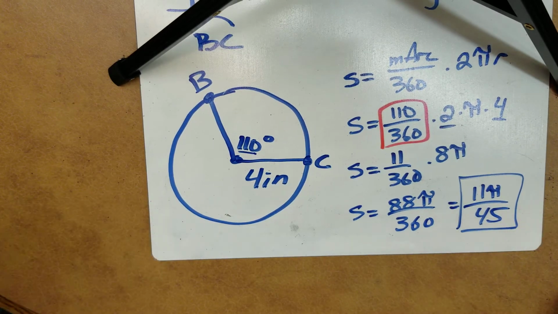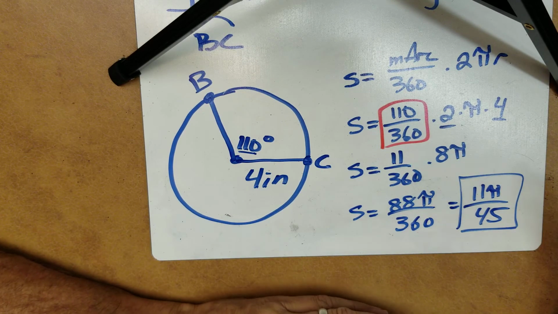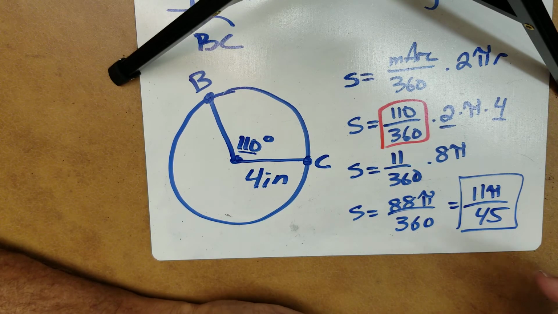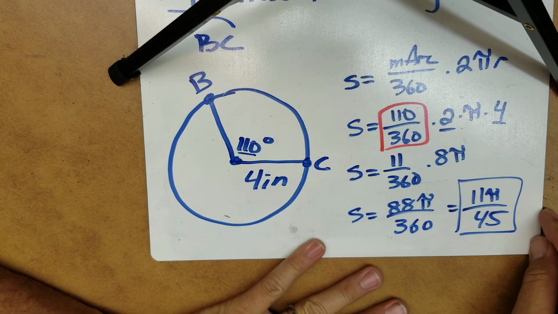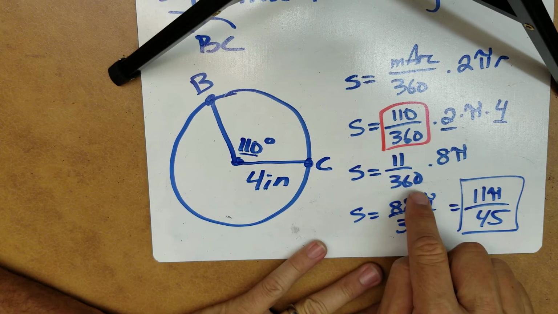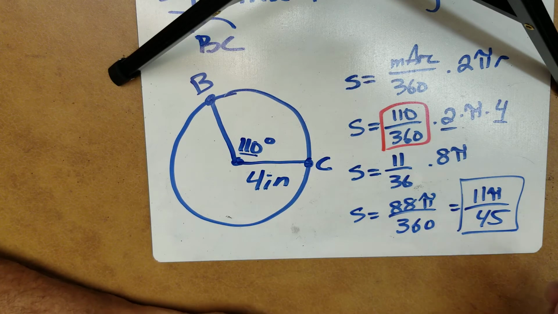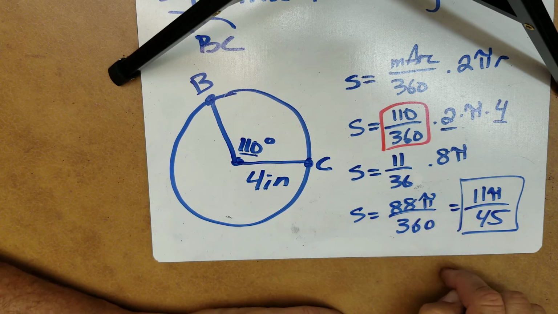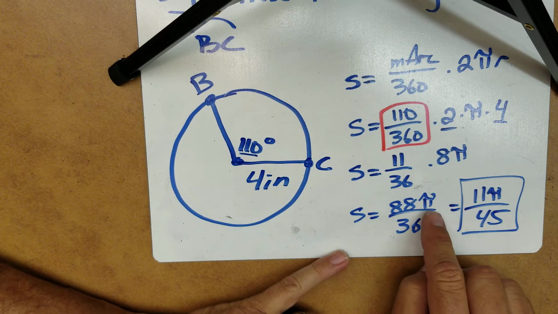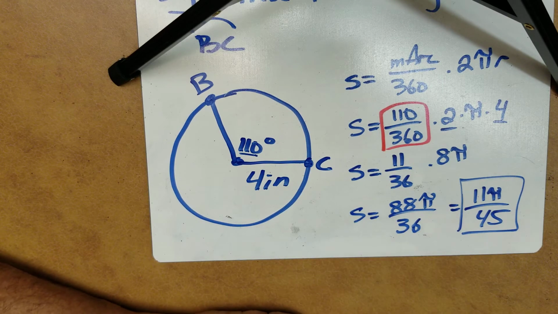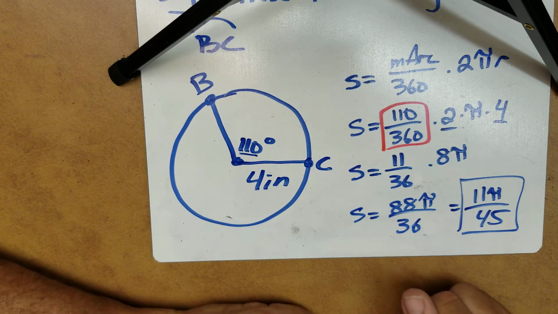Let me double check that real quick. Okay, so today's my day to make mistakes. Apparently, I made a mistake, and I knew as soon as I got that answer. It was kind of strange. When I divided everything by 10, I left that bottom 360. It should have been 36. Duh. Oh my gosh. So this is 88 pi over 36, which is definitely going to change it.